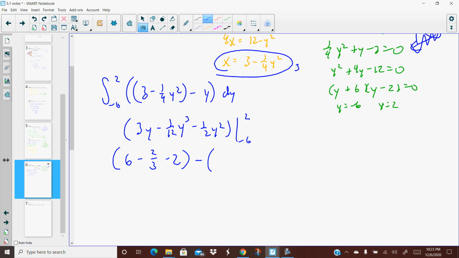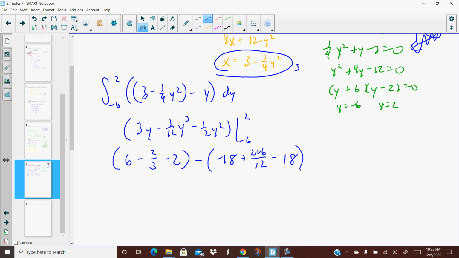3 times -6 is -18. -6 cubed is -216 times a -1/12. I guess we'll reduce that in a second. So that'll be a plus 216 over 12. And then -6 squared is 36. Half of that is minus 18. That looks right, yeah.